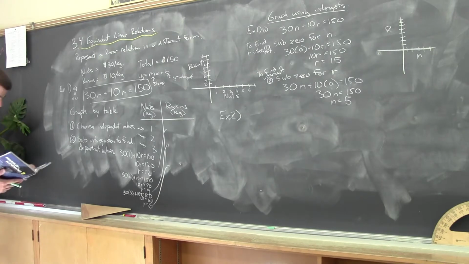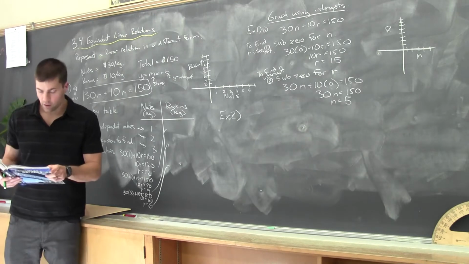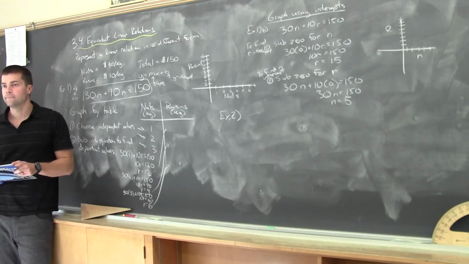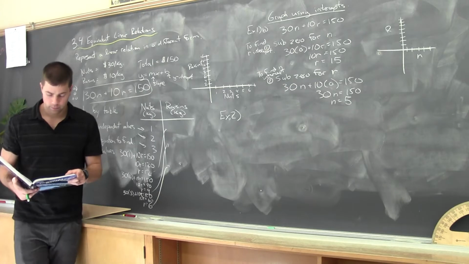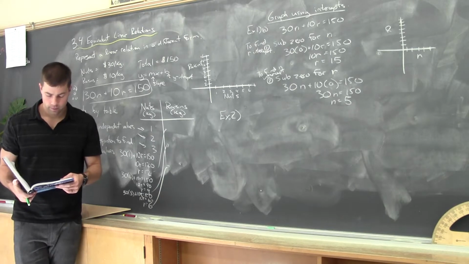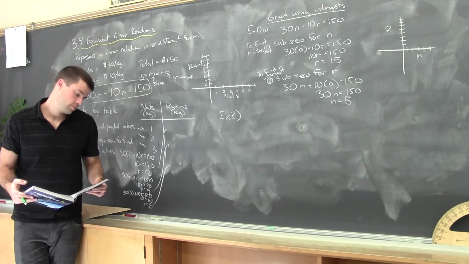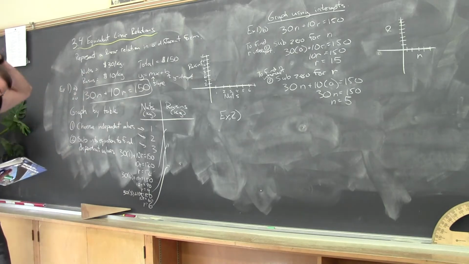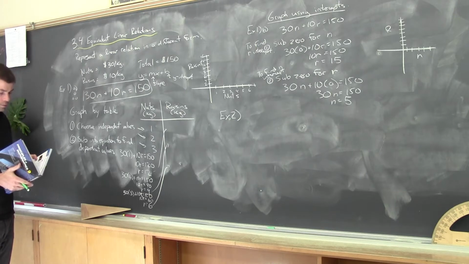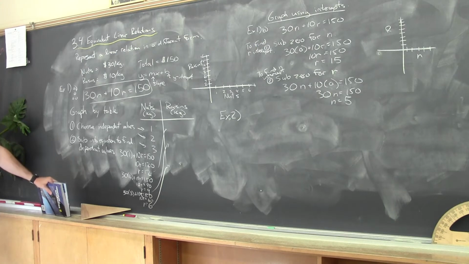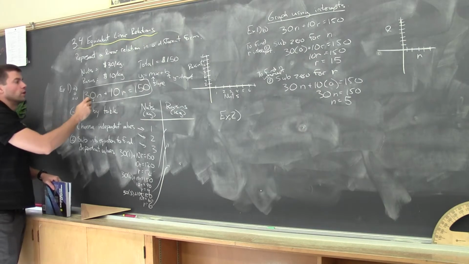So the first question on 164, can I have a volunteer to read? Health food store. All right, Michael. A health food store is making a mix of nuts and raisins. Nuts are $30 a kilogram and raisins are $10 a kilogram. The total mix should cost $150. 30N plus 10R equals 150 describes the relation between the mass of the nuts N and the mass of the raisins R. That's the cost is $150. Okay, so they give you this formula, all right?